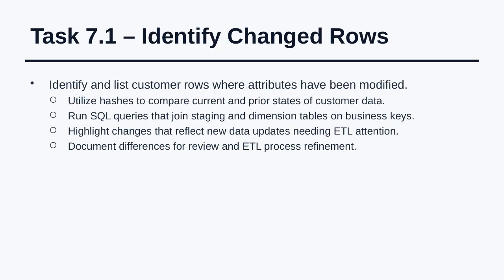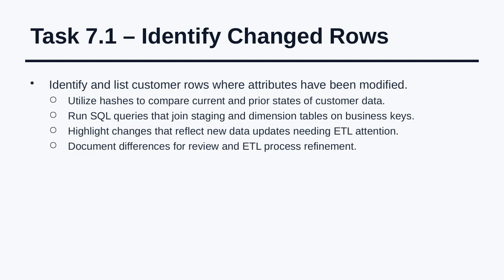To identify which customer records have changed, we compare their current data with the previous version using hash values. This method helps us quickly spot any differences without checking each attribute manually. We do this by running SQL queries that join the staging area, where new data arrives, with the dimension tables that store existing customer information, matching them on unique business keys like customer IDs.